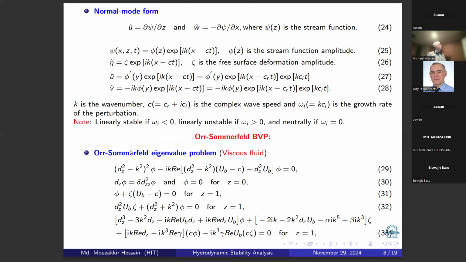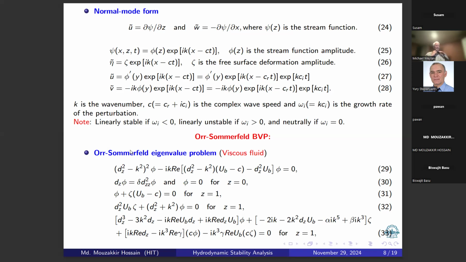So from here, k is the wave number. This is a real number because this is a two-dimensional flow. So basically here k is the wave number in the flow direction, and c is the complex wave speed, and k omega_i equals k c_i is the growth rate of the perturbations.